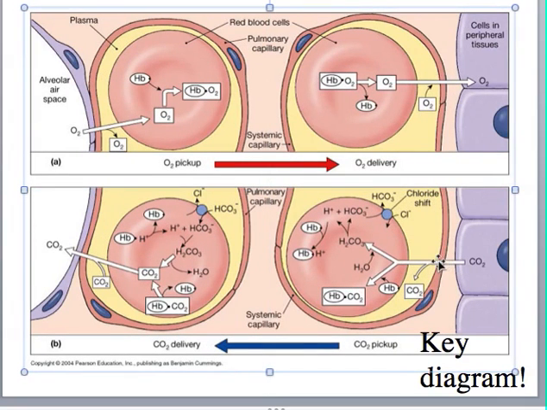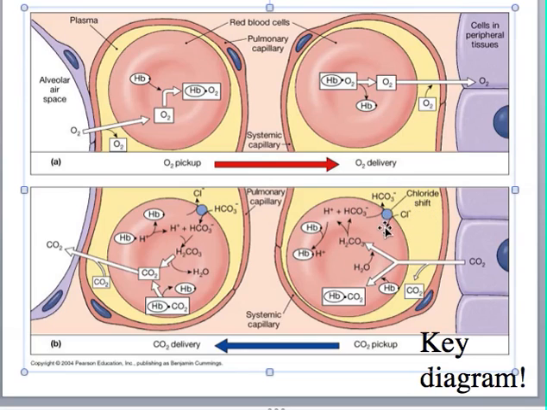It'll diffuse into the capillary and into the blood, and CO2 can be carried in a number of different ways. It can bind to hemoglobin, forming carbaminohemoglobin. It can join with water to form carbonic acid, which will dissociate into hydrogen ions and bicarbonate ions, and then the bicarbonate will go out into the plasma.